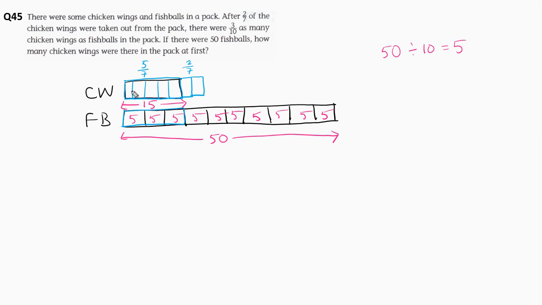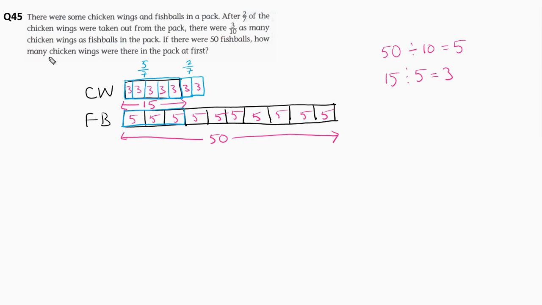And I can now find out what each of these parts is worth. How many are there? 1, 2, 3, 4, 5. Well, 15 divided by 5 is 3. So I now know that each of these is 3. And if each of these is 3, these are 3 as well. Okay, because remember, these were the 5/7 and these were the 2/7 that were taken out of the pack.